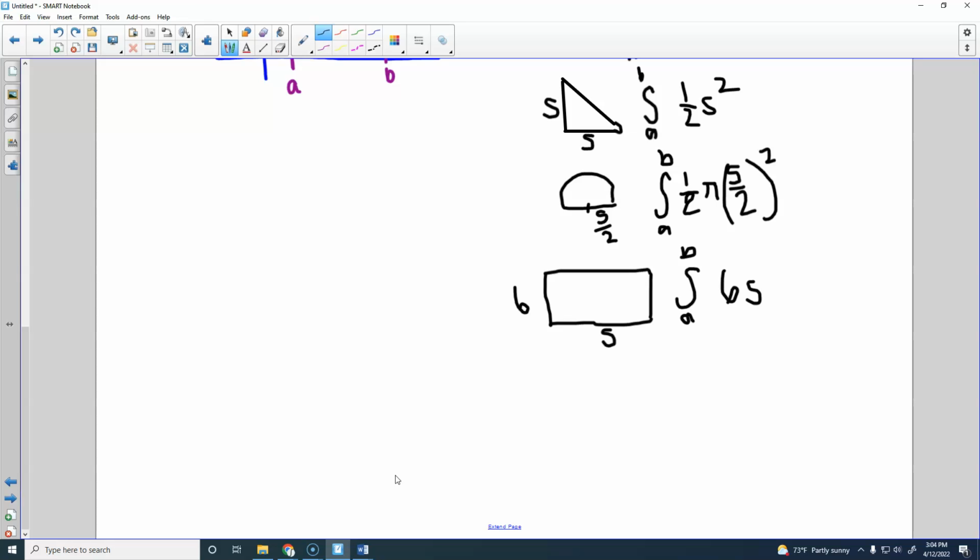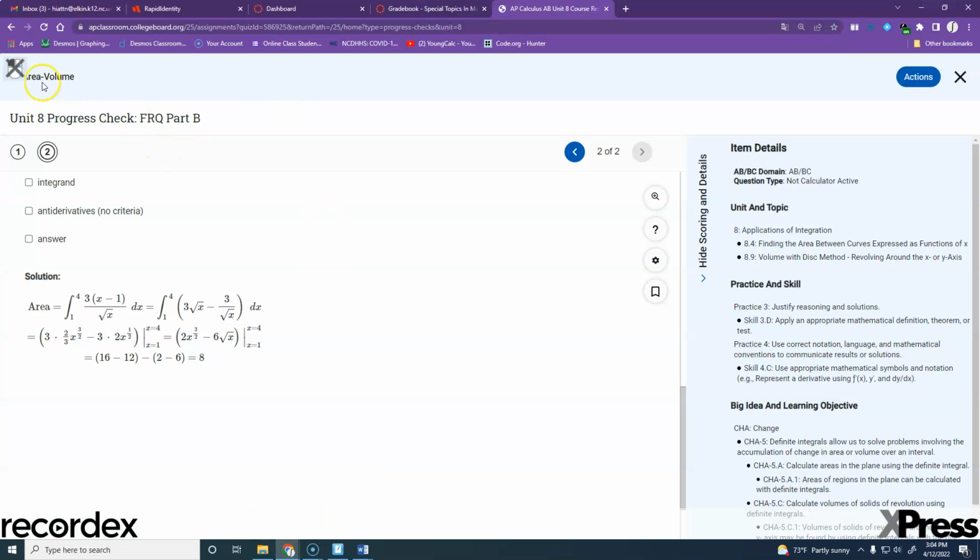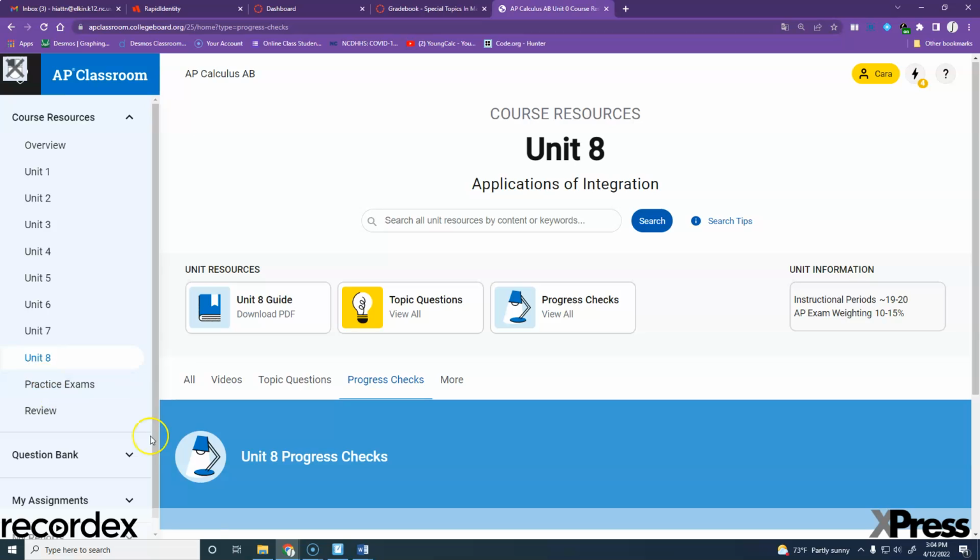Yes. They're all third period, first or second lunch when I'm here. So if you have questions, I will be here. Let's see. There was one on the progress check I wanted to look at before we go on to the multiple choice. I always want us to get more done than we do.